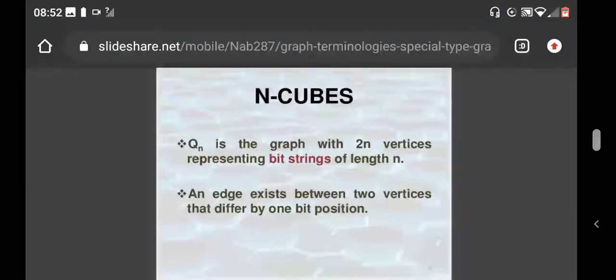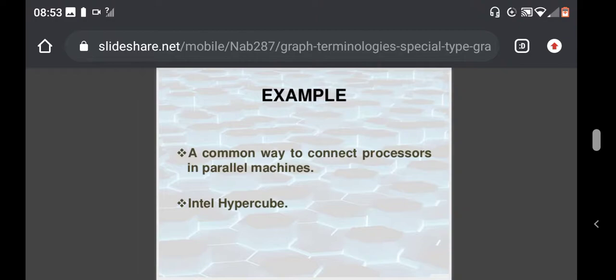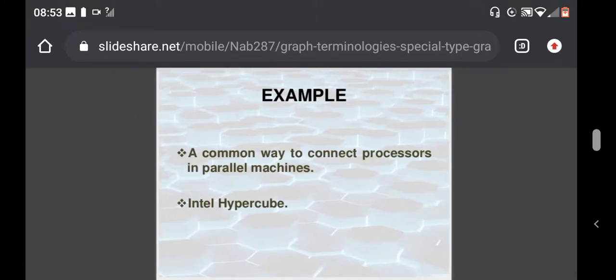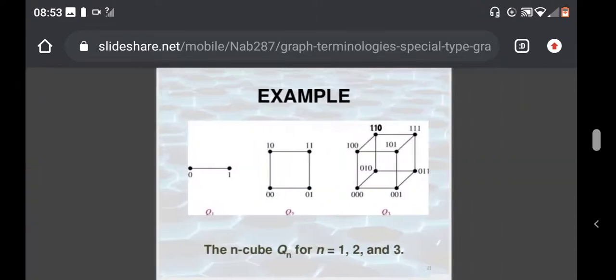So we have the n cubes, representing bit strings of length n, and an edge exists between two vertices that differ by 1 bit position. For example, a common way to connect processors in parallel machines, like the Intel Hypercube. So it's applicable to processors in parallel machines. As an example of this, we have the n cube figures.